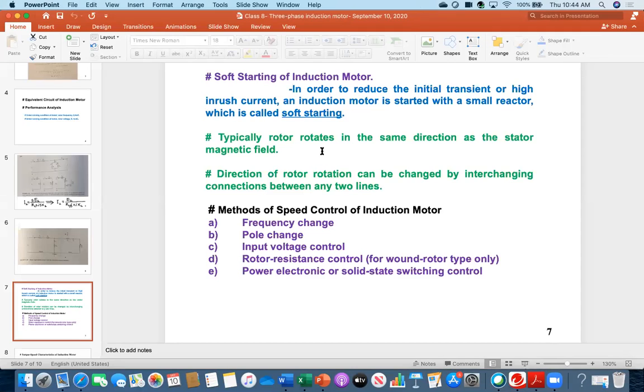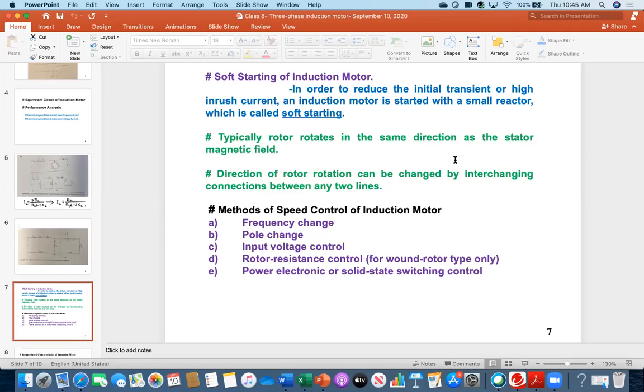Typically, rotor rotates in the same direction as the stator magnetic field. So this means that we are applying the voltage or current to the stator at first. And then you remember I told, it is producing a rotating magnetic field. If that magnetic field moves clockwise, with the speed ns equals 120 f over p, then the rotor will also move clockwise. If the stator magnetic field moves anti-clockwise, then the rotor will also move anti-clockwise.